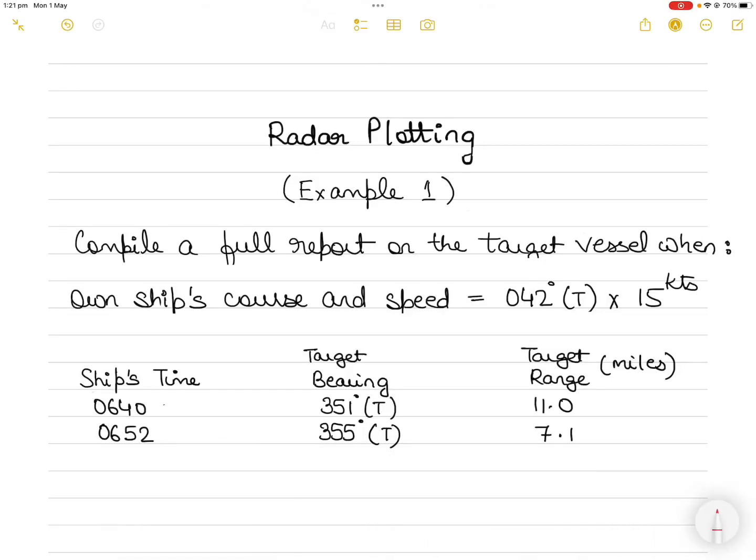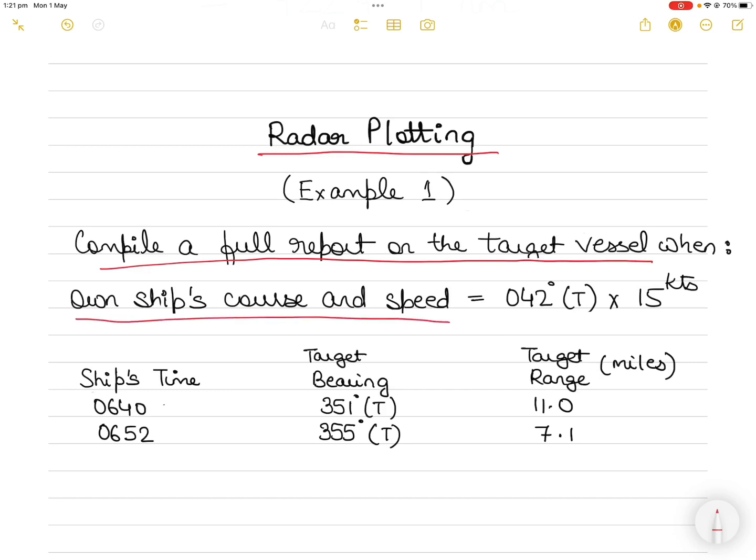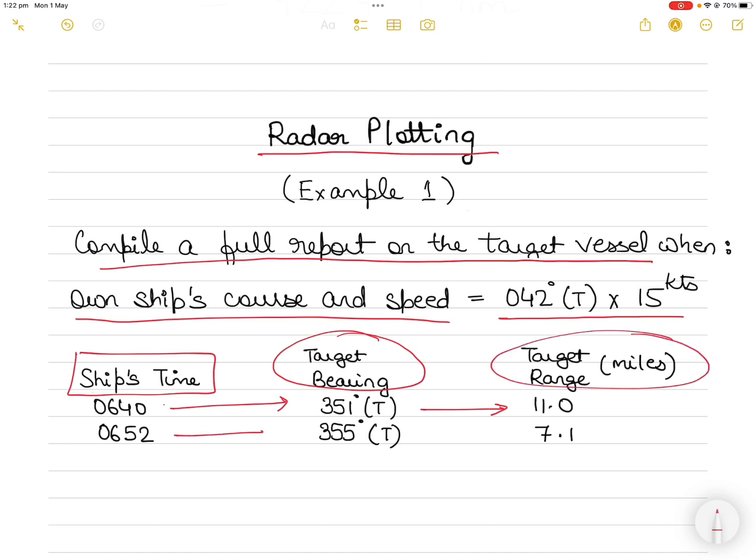In today's video on radar plotting, I will take up a basic radar plot where you have to compile a full report on a target vessel when your own ship's course and speed is provided to you. In this case, your own ship's course and speed is 042 degrees true and you are doing 15 knots. According to the ship's time, at 0640 the target was bearing 351 degrees true when it was 11 nautical miles away from you, and the same target at 0652 was bearing 355 degrees true when it was 7.1 nautical miles away from you.